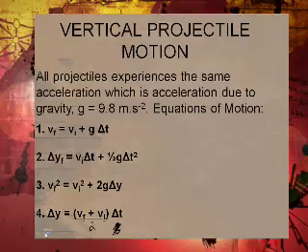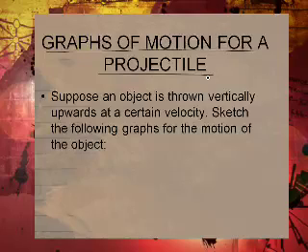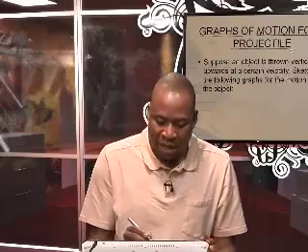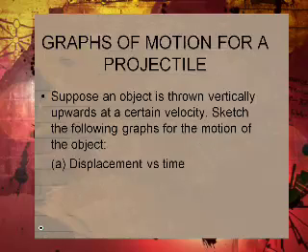working on the slides. Okay, now graphs of motion for a projectile, for a motion of up and down, objects moving up and down. How do we draw those graphs? Suppose an object is thrown vertically upwards at a certain velocity. Sketch the following graphs for the motion of the object. 1. Displacement versus time graph. Displacement versus time, it starts from 0. This is delta y, this is delta t.